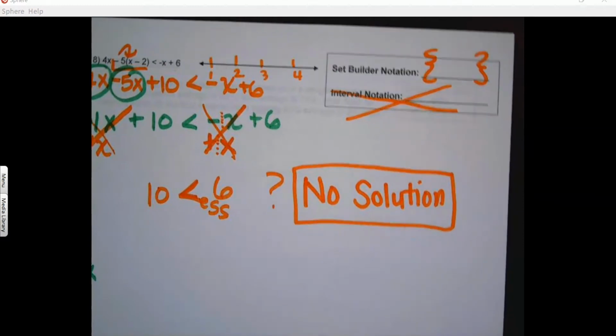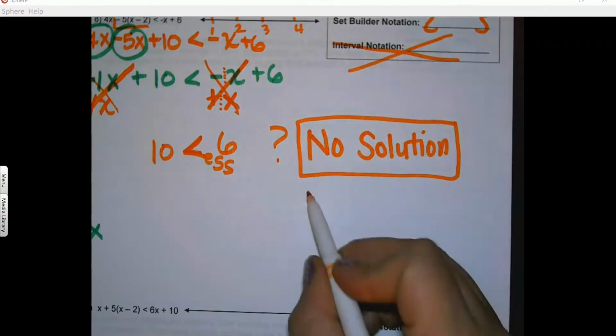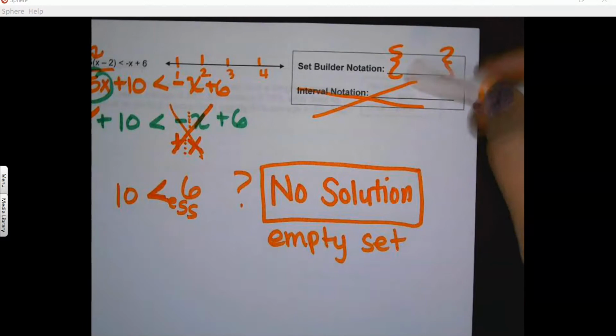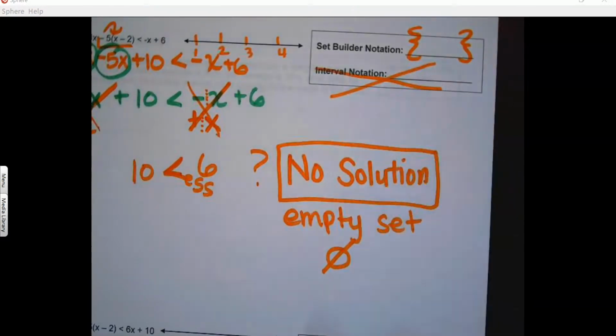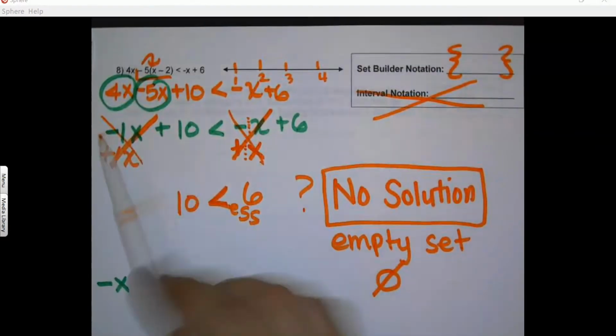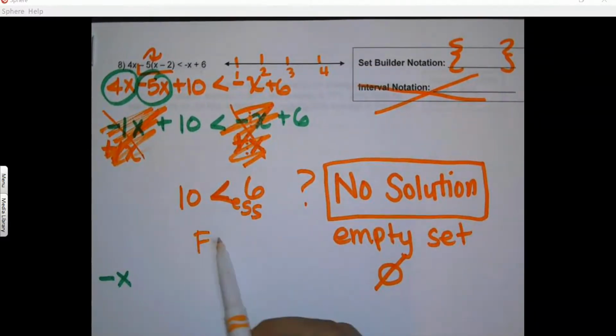It says no solution. Now, when the answer is no solution, you can write no solution. Another way to write no solution is the empty set. So instead of saying no solution, you could say empty set. It means the set is empty. Nothing's inside here. Or the symbol for no solution, it looks like a 0 with a slash through it. So these all mean no solution. So again, how do I know it means no solution? Because the x's go away, and what's left is a false statement.